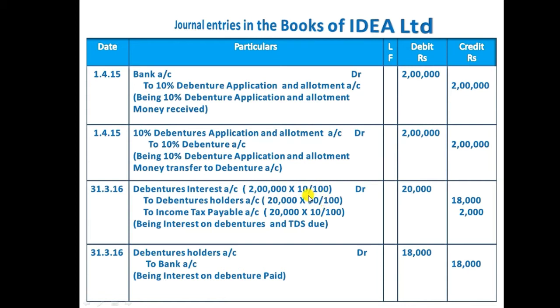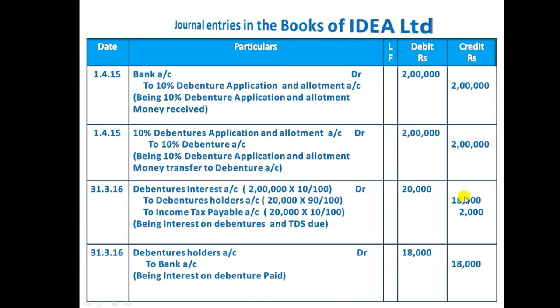So the debenture holder will get only 90% from the company. 20,000 into 90% is 18,000. The total interest is 20,000. Out of 20,000, the debenture holder will get only 90%. So 20,000 into 90%, it is 18,000 rupees the debenture holder will get.